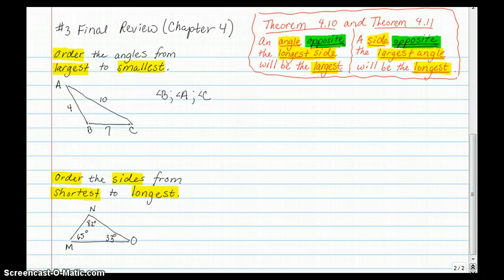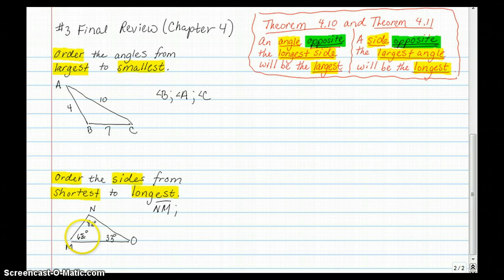This time we're going to order the sides from shortest to longest using that theorem. A side opposite the largest angle is the longest. So a side opposite the smallest angle would be the smallest. So we're going to go shortest to longest. We look at the smallest angle, that's 33 degrees, which means segment NM would be the smallest one.